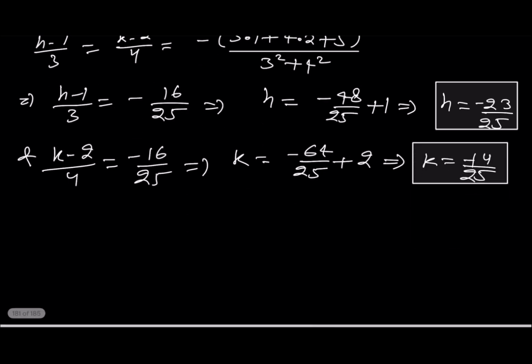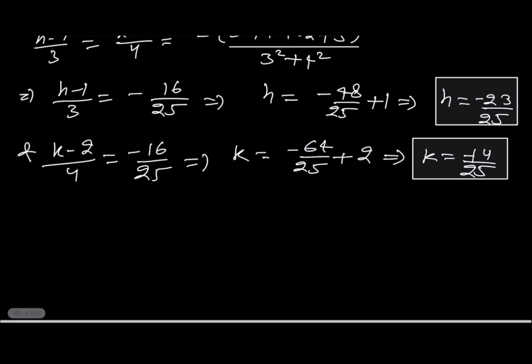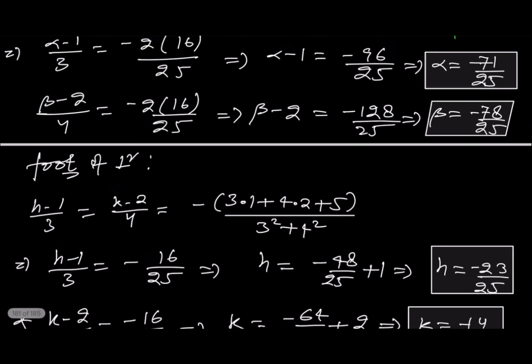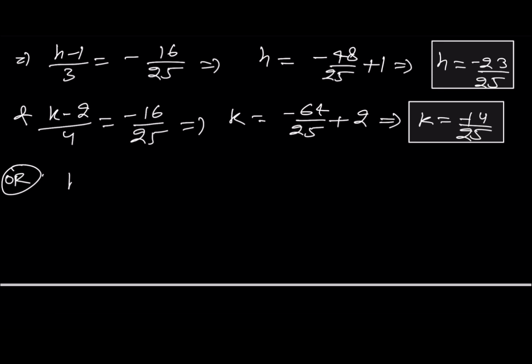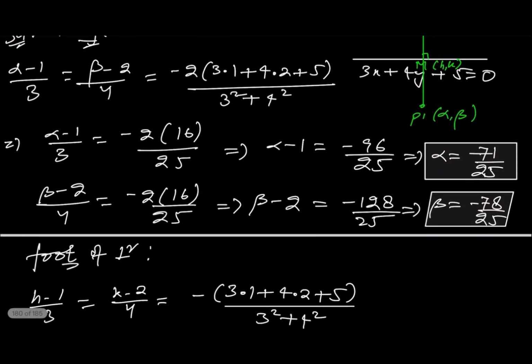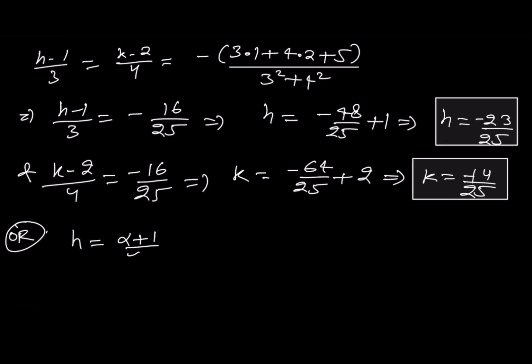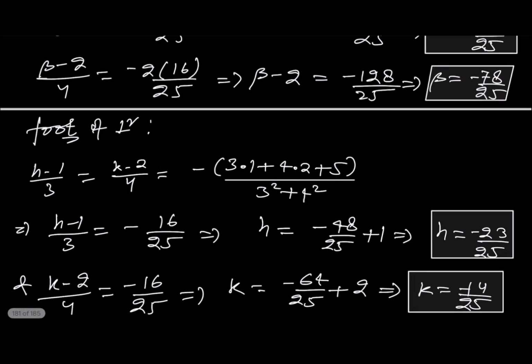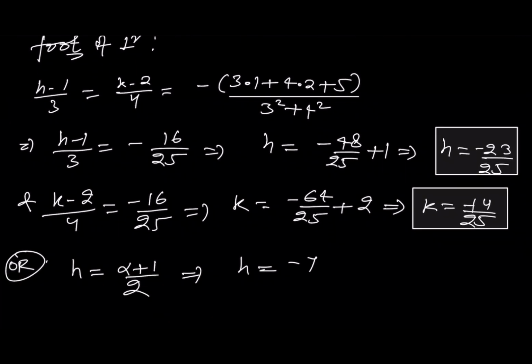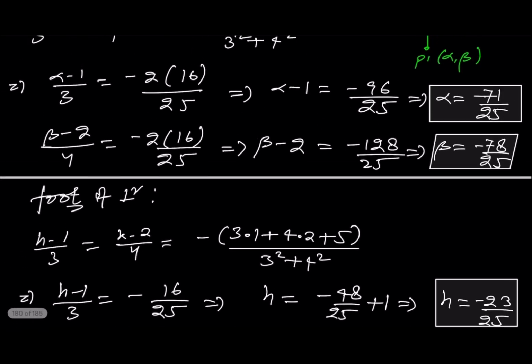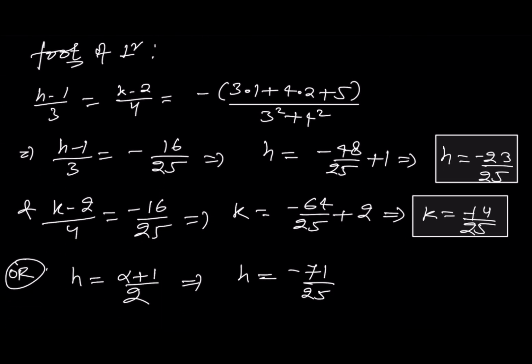So this is by formula, or we can find the foot of perpendicular or image by using the midpoint formula concept. So if I say h is equal to what? (alpha plus 1) by 2, and alpha is what? Minus 71 by 25 plus 1, by 2.